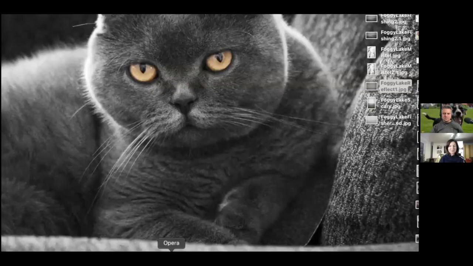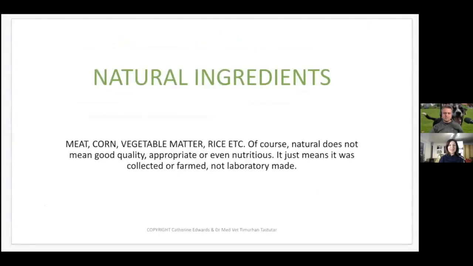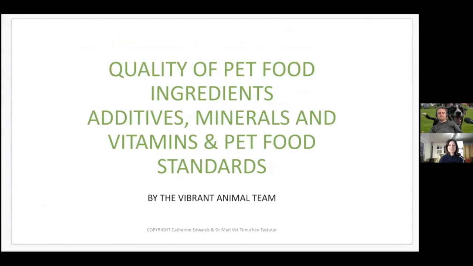Yes, let's start. Let me share my screen. Here we are. Let's start with the first slide. Quality of pet food: ingredients, additives, minerals and vitamins, and pet food standards by the Vibrant Animal team.